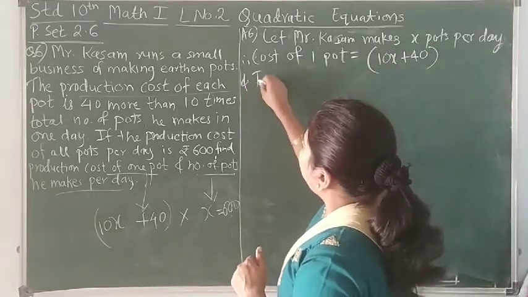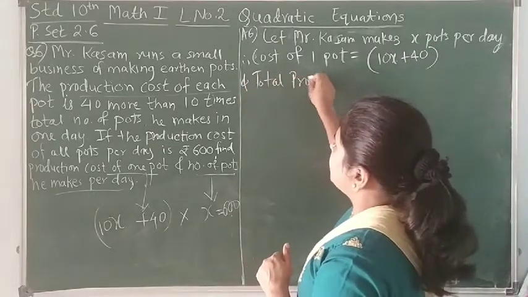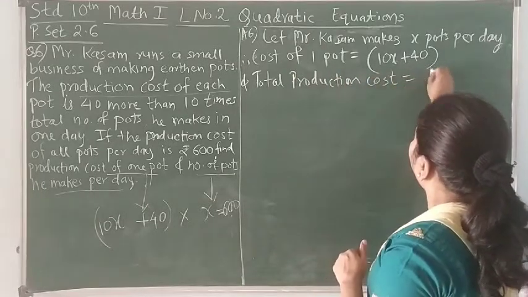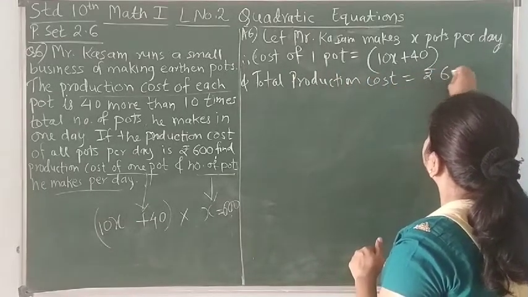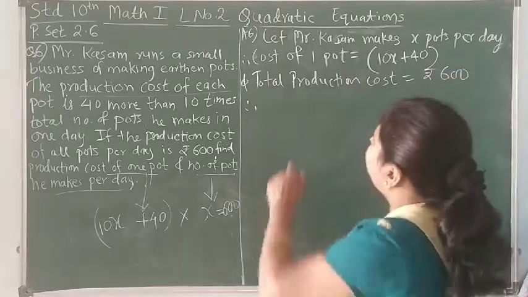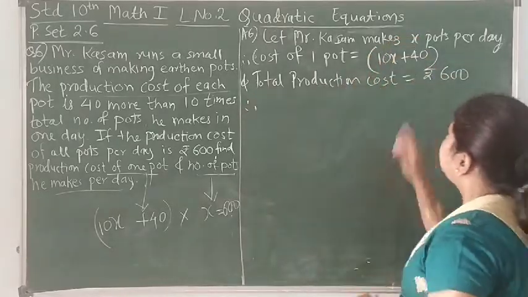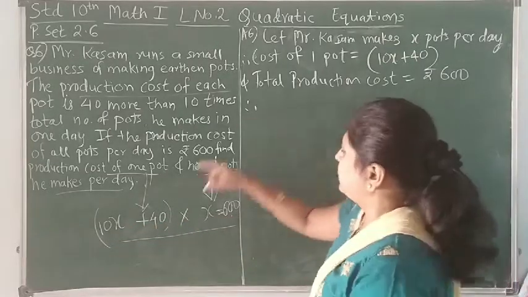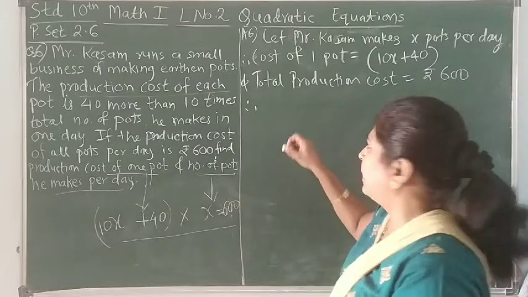Okay, and the total production cost is rupees 600, and therefore we have to multiply these two things to get 600. This is the equation which we have thought before. So this is our rough work. Now we are writing properly in the fair copy.